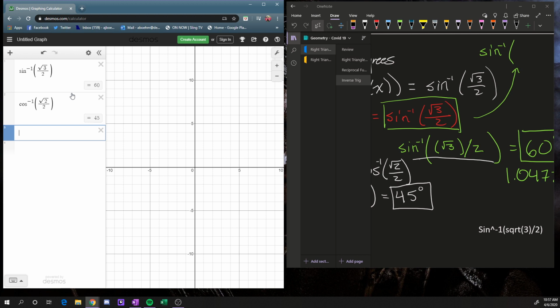Yeah, so you cannot do this in your head, at least not yet. This is something that you'll go over more next year with circles that'll make a little bit more sense, at least graphically. But right now we're just working with right triangles.